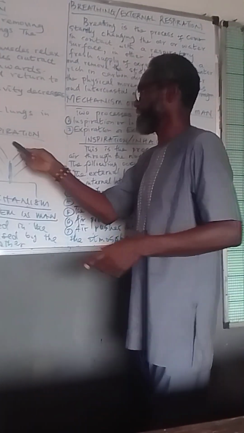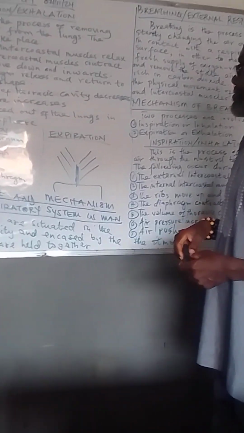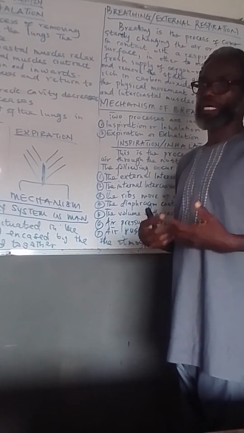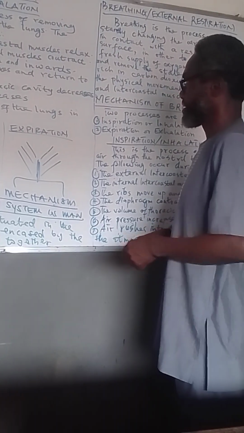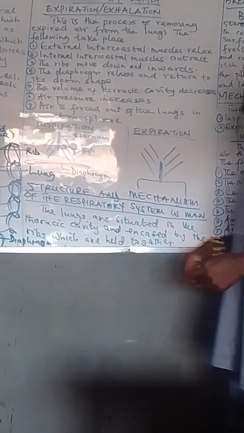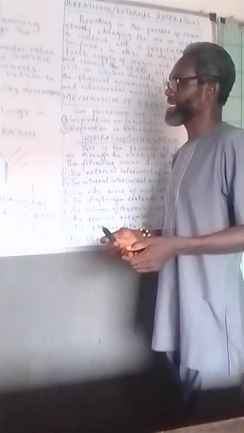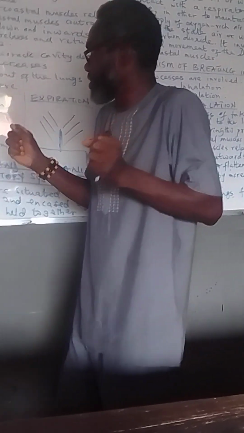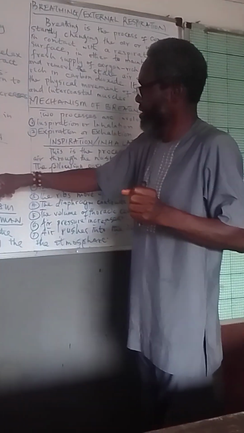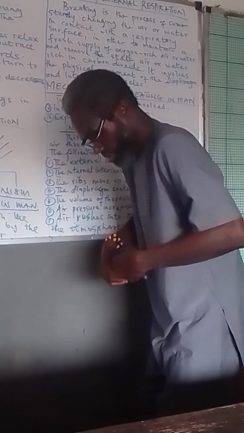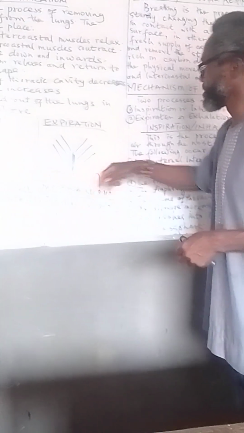The opposite is the case for expiration. During expiration, it is the removal of expired air from the lungs. That is when you want to get rid of carbon dioxide. The opposite happens. The external intercostal muscles do what? They relax, while the internal intercostal muscles what? Contract. So when they contract, the ribs do what? The ribs move down and inwards.